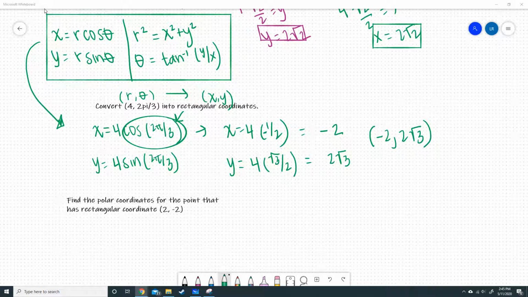That x is the same thing as r cosine of theta, y is the same thing as r sine of theta, r squared from the Pythagorean theorem is the same thing as x squared plus y squared, and theta is the same thing as the inverse tangent of y over x. And you might want to have a calculator on hand. All of this stuff here is derived using a right triangle.